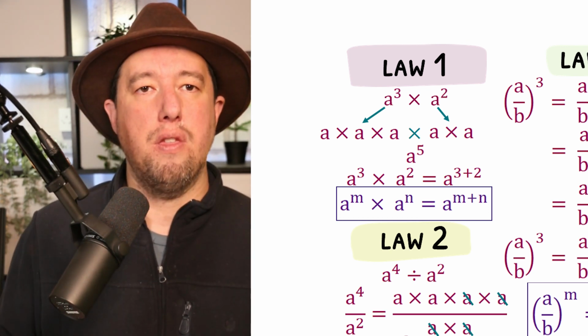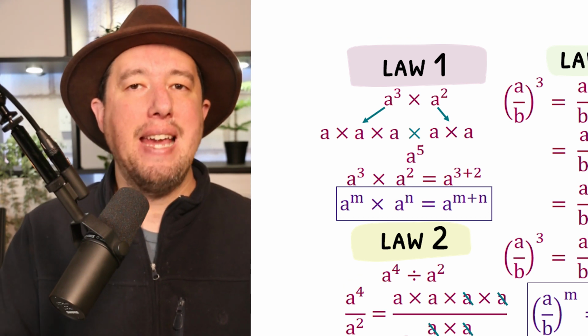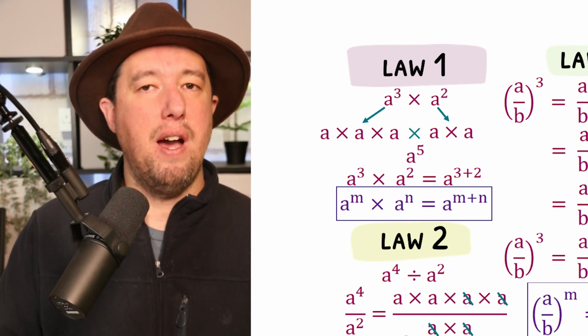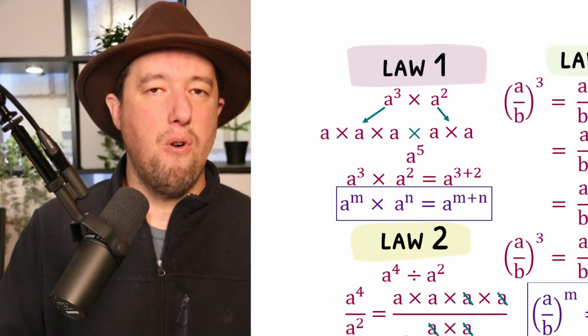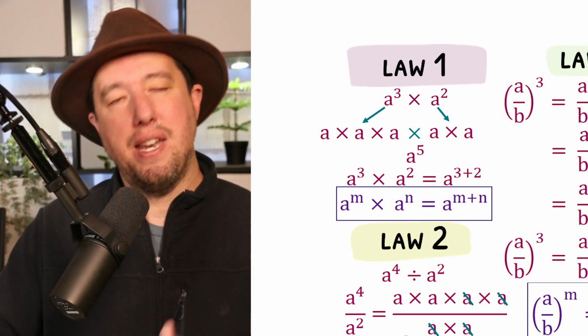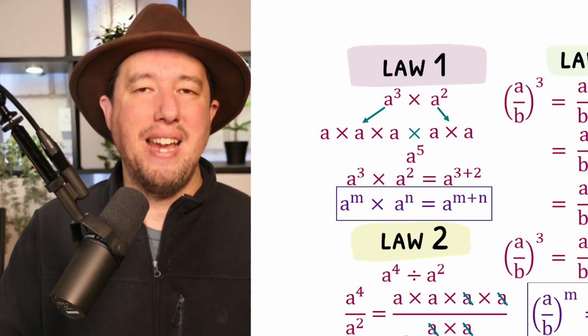Why does this work though? A cubed is the same as a times a times a, and a squared is the same as a times a. Multiplying them together, we will therefore have a times a times a times a times a, which will give us a to the power of 5.